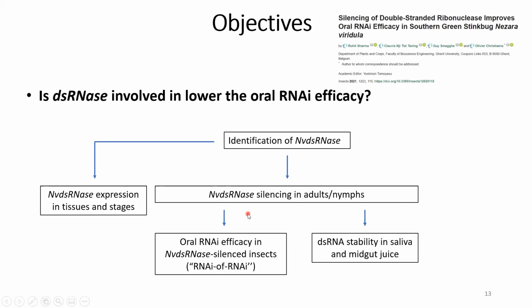First, the insects were injected with the dsRNA specific to the dsRNase gene, and then fed on the artificial diet containing the essential gene dsRNA. And we also investigated whether these RNases were still able to degrade this RNA after collecting the saliva from the insect where this RNase was silenced.